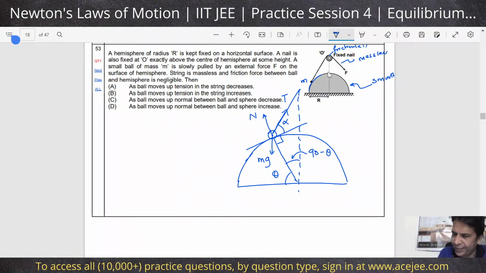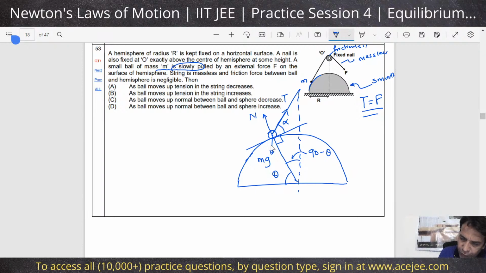Now, Manan, since the pulley is frictionless and the rope is massless, would you agree with me that the F and the tension would be the same at all times? Yes, sir. Okay. Now, what they have given is that the mass M is being moved slowly, which means that the mass is in equilibrium at all times, right? That's why there is no acceleration. That's what moving slowly means.